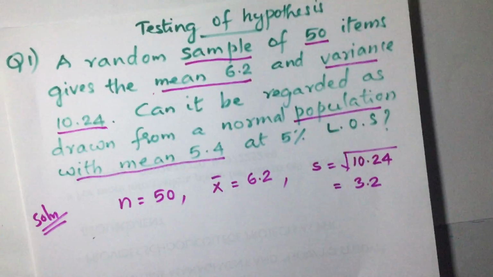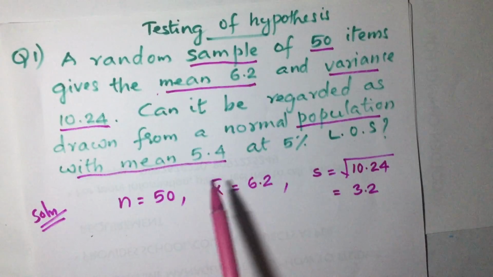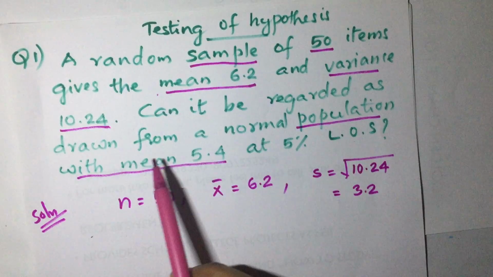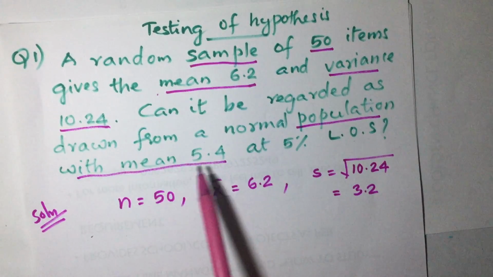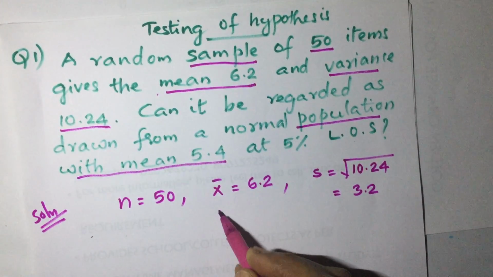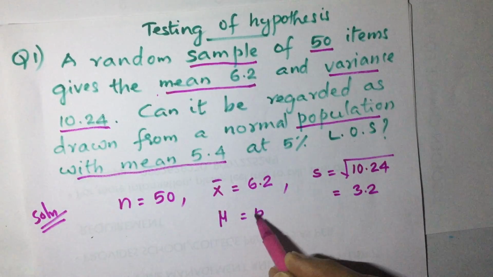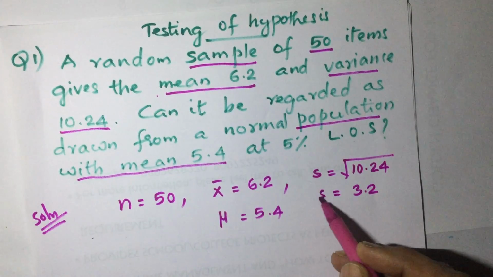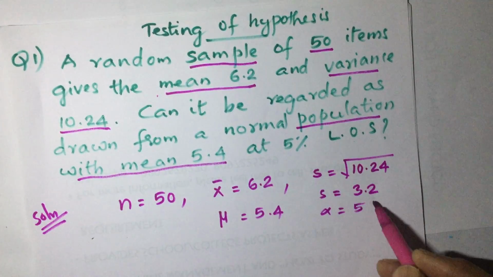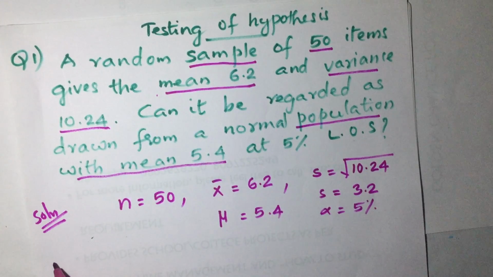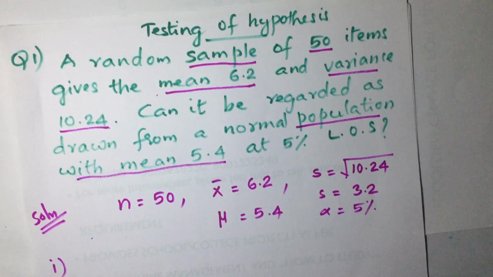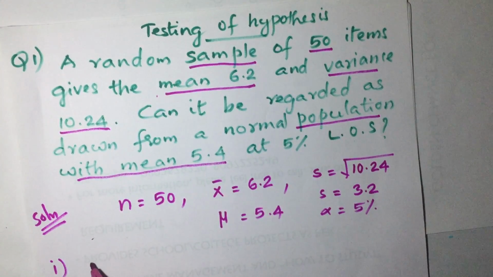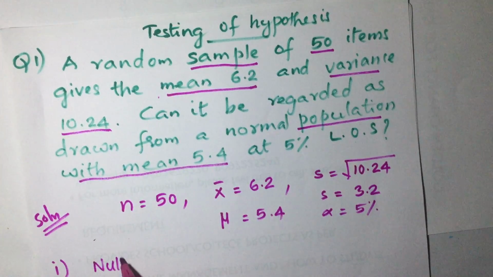Then we need to check, can it be regarded as drawn from a normal population with mean 5.4? So the population mean mu is equal to 5.4. This is what is given, and alpha is equal to 5%. As I told earlier, first of all we need to define the null hypothesis and alternate hypothesis, then we will test.